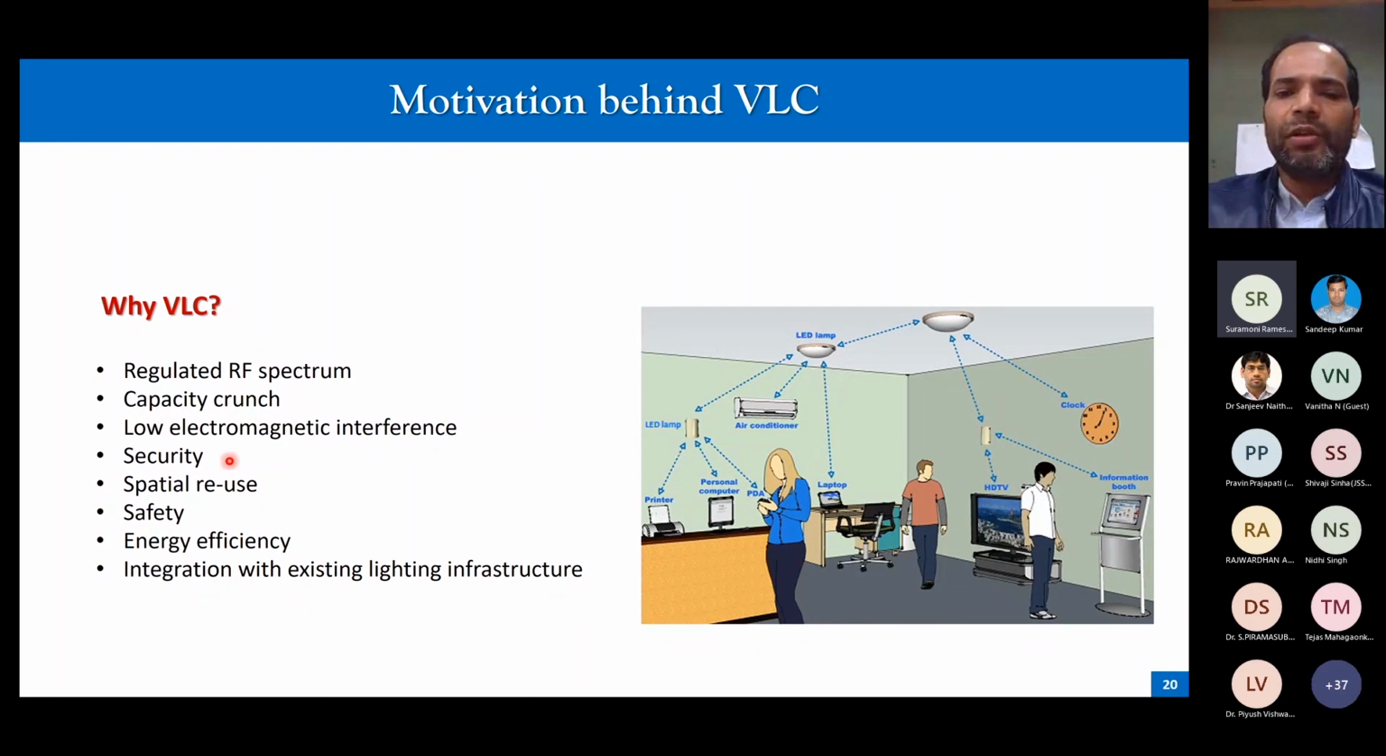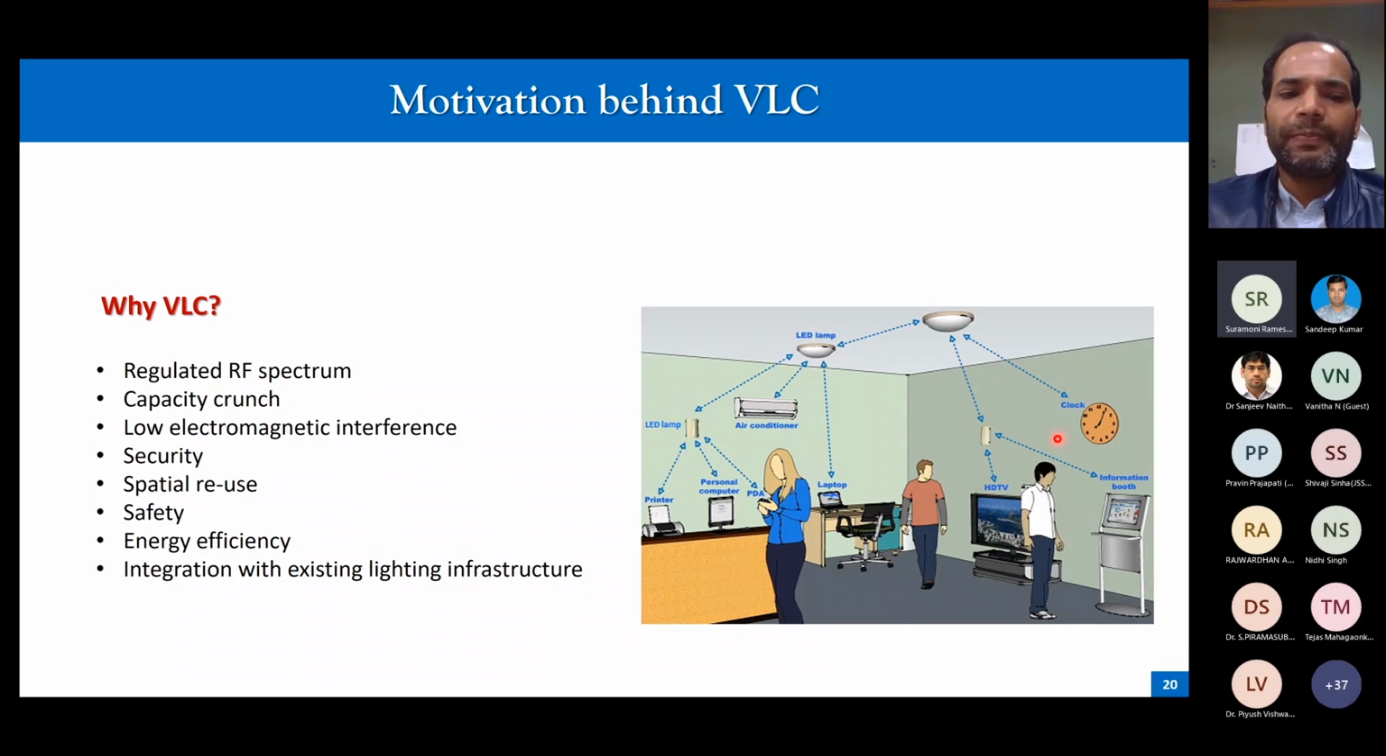It's very secure. Why is this secure? Because it uses light and light stays within a room. It cannot go out of the room, so there cannot be any chances of eavesdropping and things like that. No one can listen to your signal because the signal remains confined in your room. And because the signal stays within a room, we can do spatial reuse. In this room, you can use one light, and in the other room, you can use the same light, and there is no collision. So this is known as spatial reuse.